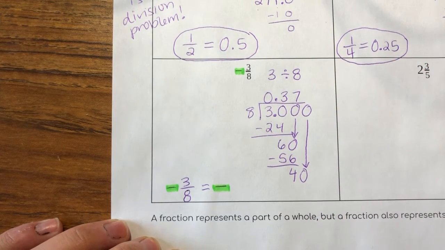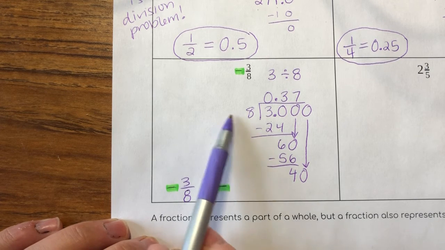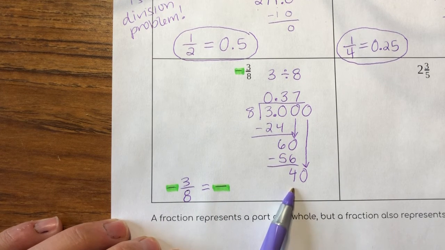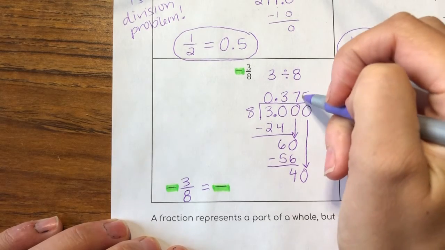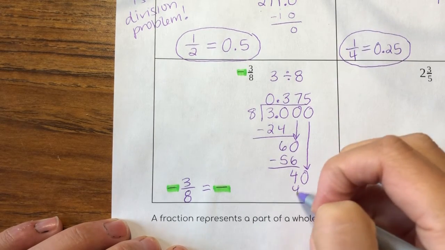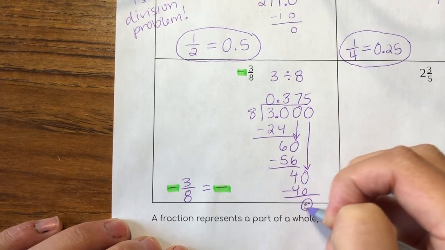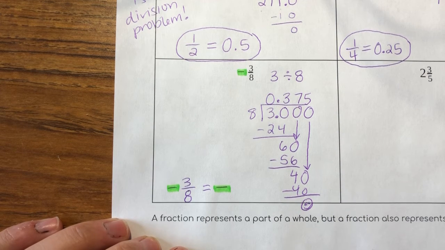Oh, long division can get tedious. Okay, I ask myself, how many times does 8 go into 40? 8 goes into 40 5 times. Awesome. Because 8 times 5 is exactly 40. I subtract it off. Happy 0. I'm done dividing. I figured out my value.